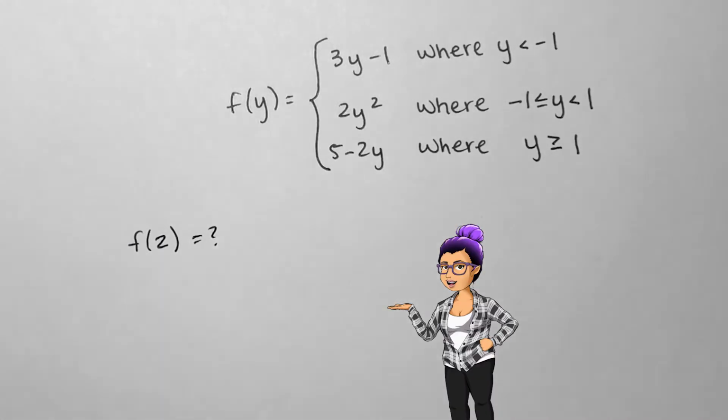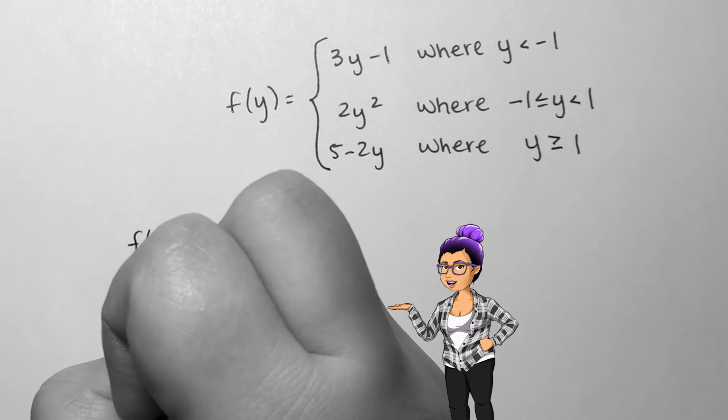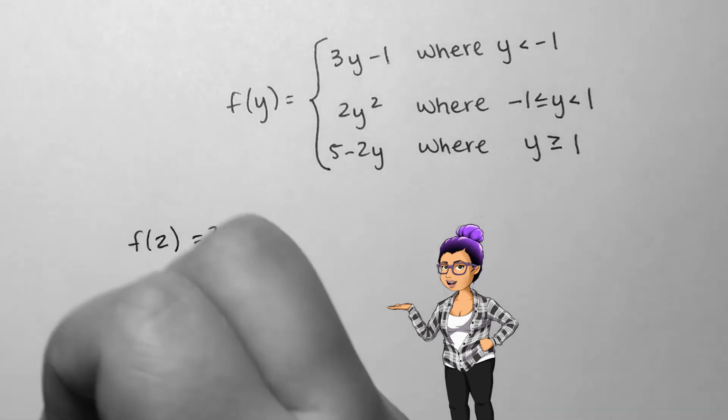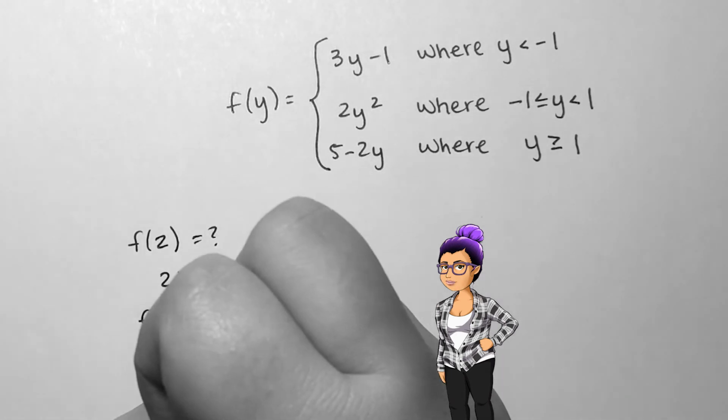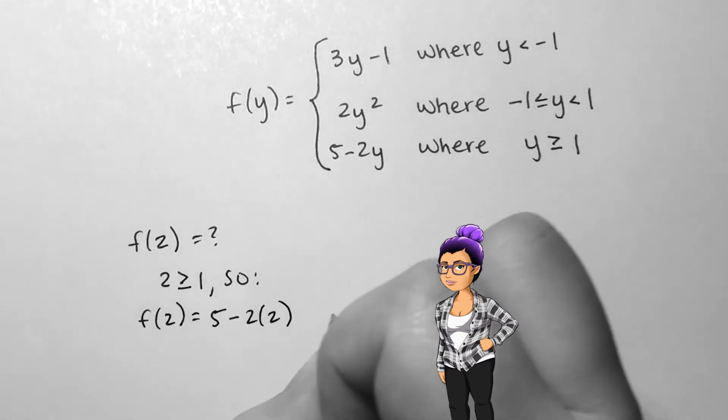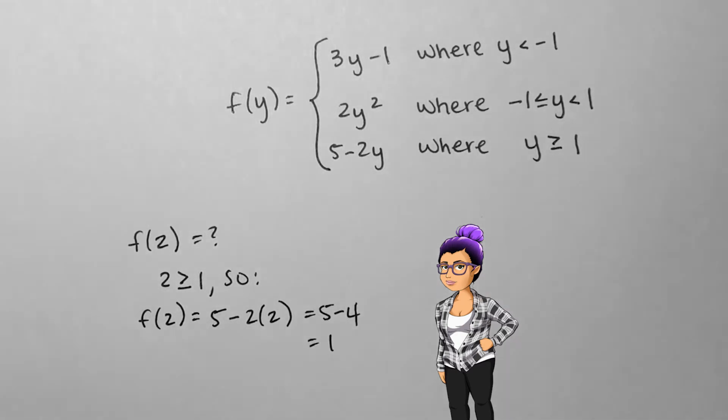If I'm supposed to find f of 2, then I need to first find what piece of the domain 2 is allowed into, which is the last row. Now I only plug 2 into the last row and get 1.